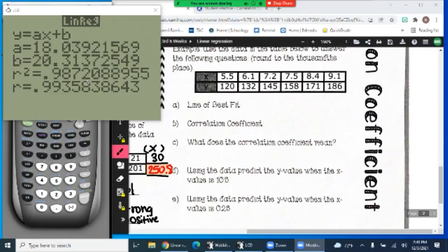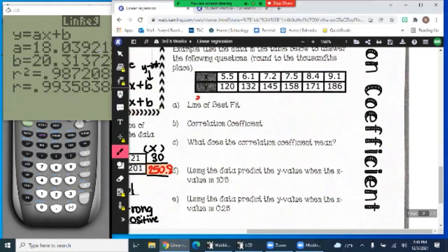Line of best fit. All they want us to do is to give the what? Equation. So my equation in slope-intercept form and y equals form is going to be what? Y equals 18.03 what? Plus or minus? Plus what? What's my correlation coefficient? R equals 0.99. Describe that. Strong positive.